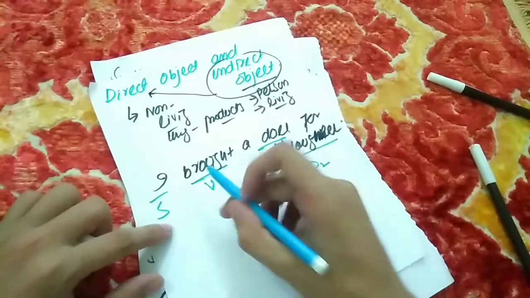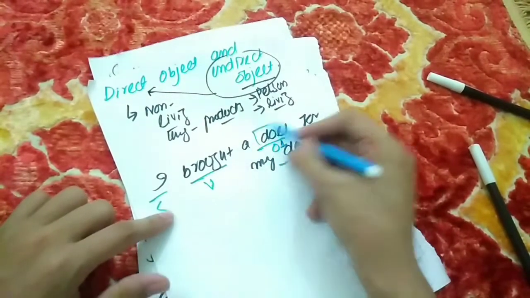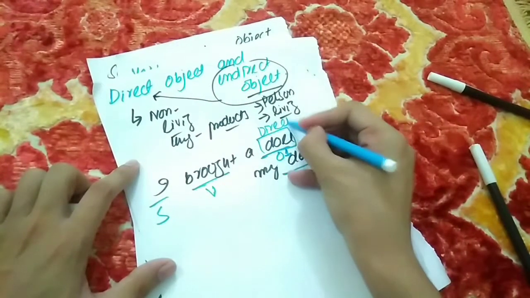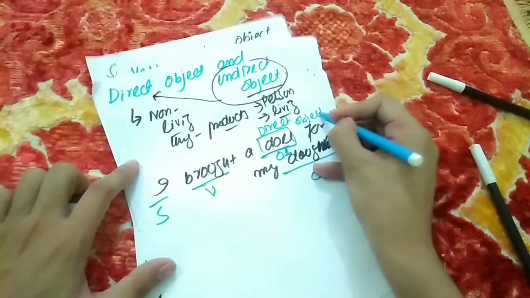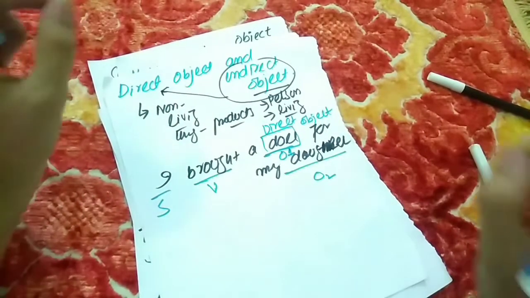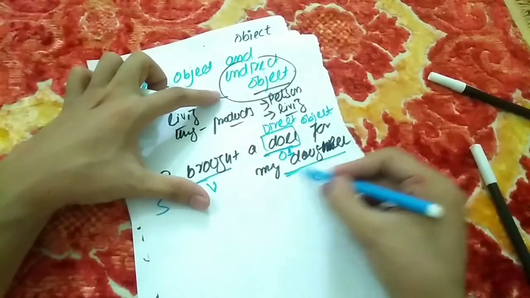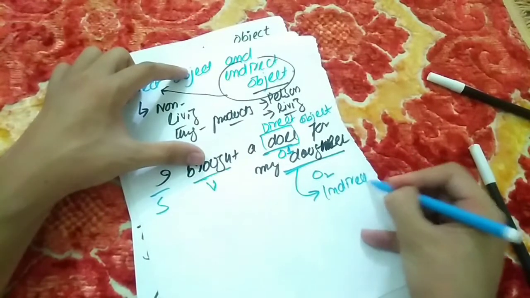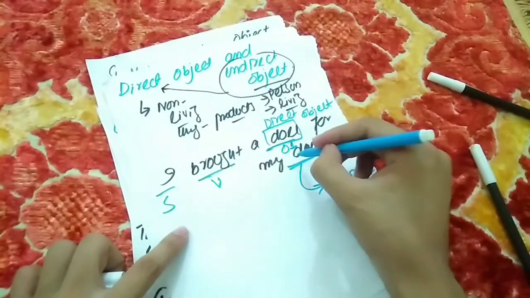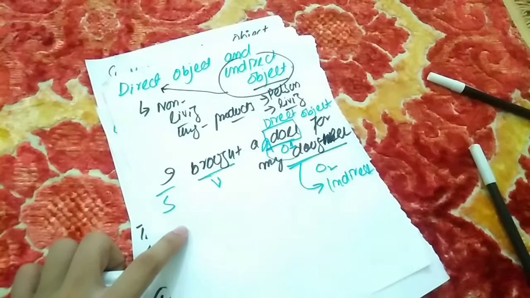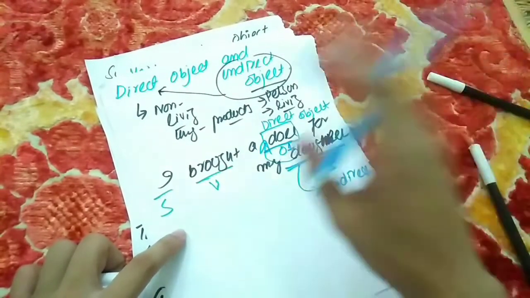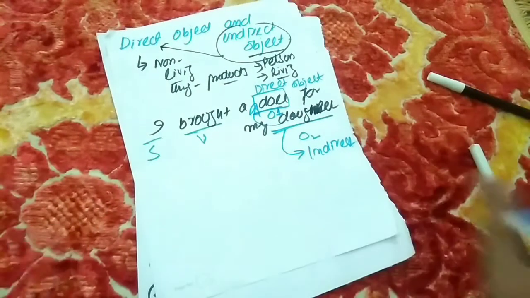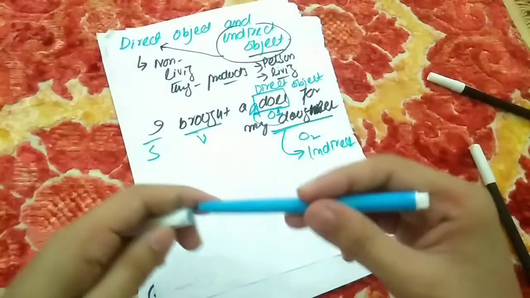So I brought a doll. This is a non-living thing which I brought, and of course this is the direct object. And who receives this direct object? My daughter. So my daughter is the indirect object. Indirect object always receives direct object. Keep in mind, for an indirect object, a direct object is extremely important. So in a sentence we have two types of object: direct object and indirect object.